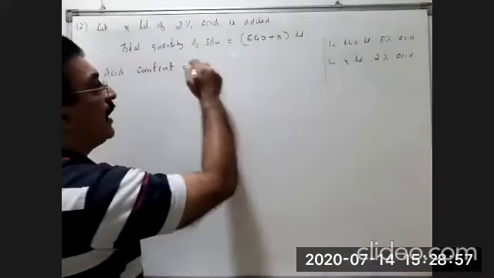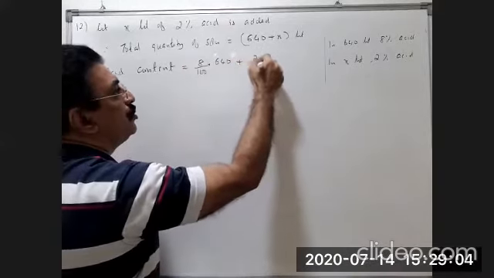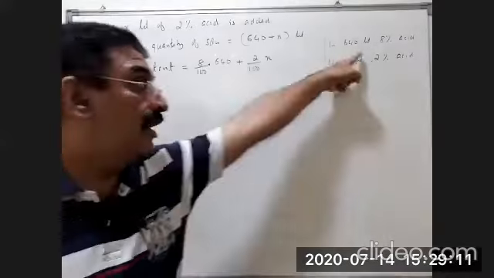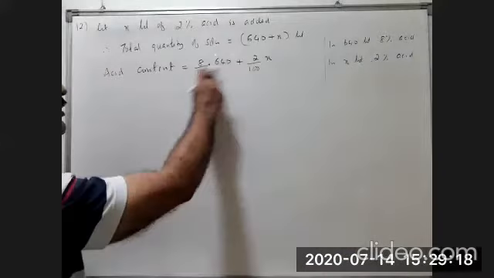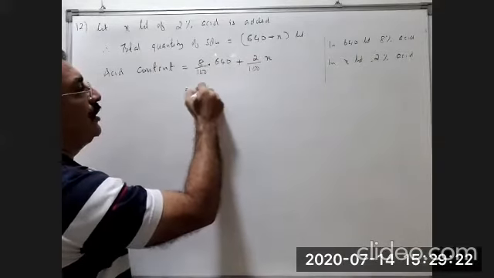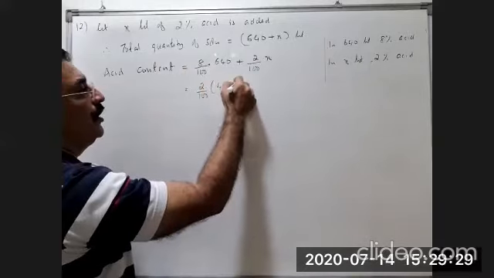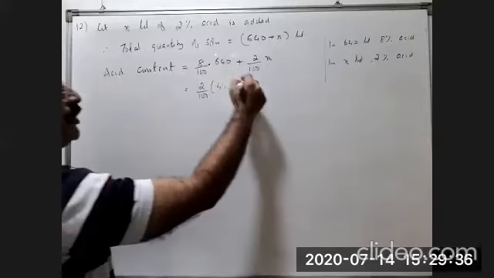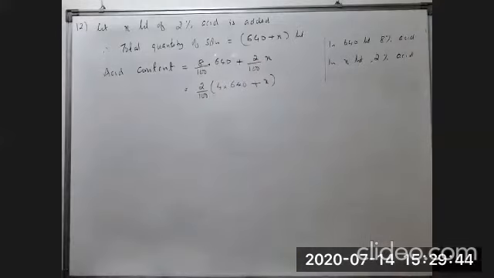So the total acid content will be 8% of 640 plus 2% of X. Simplifying, what can be taken common? 2 and 100. From 8, I have taken 2; remaining is only 4 into 640. Don't go for multiplying. Plus this 2 is taken, 100 is taken, remaining is X. This is the total acid content.